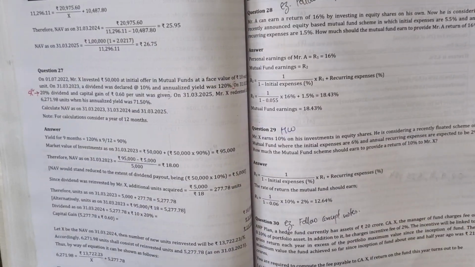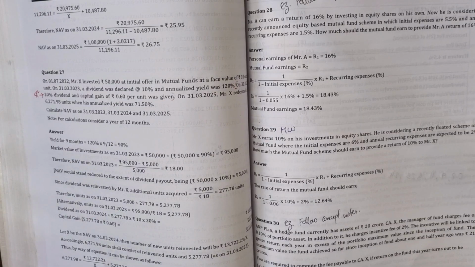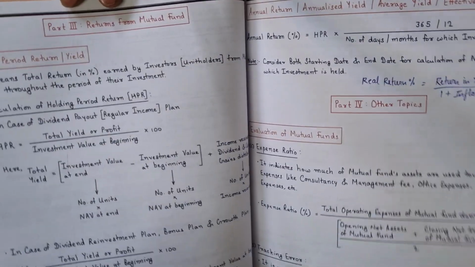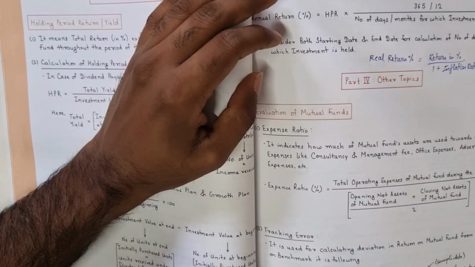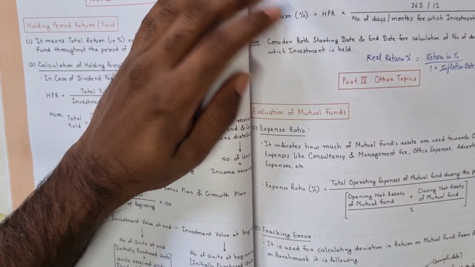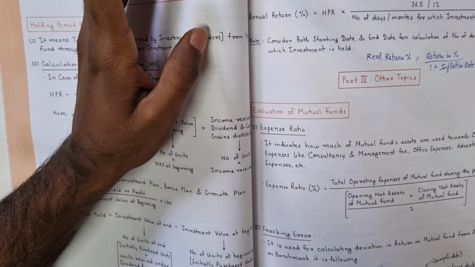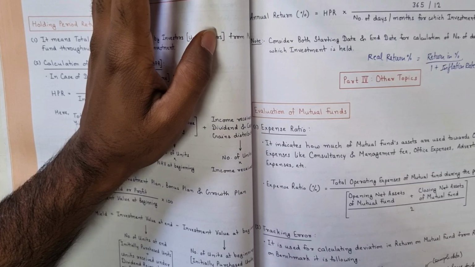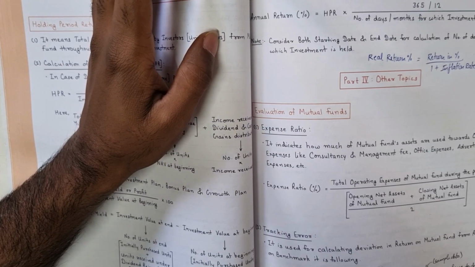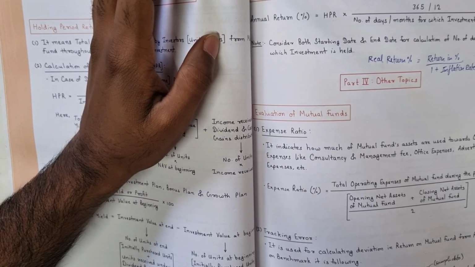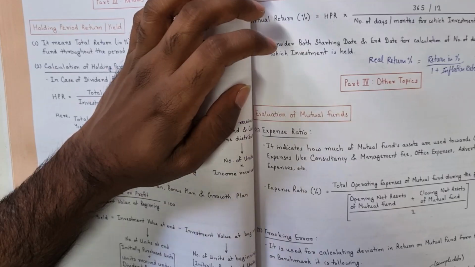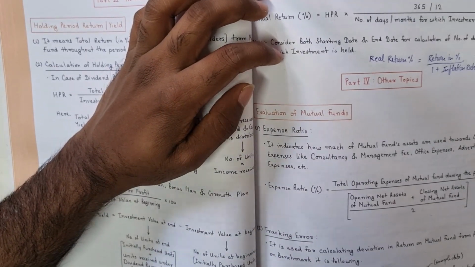Now we have other topics here. So for that we have to look at the concept notes first. So what it is, we'll see. Evaluation of mutual fund. We have done evaluation of portfolio by using Markowitz, that is your Sharpe, Treynor, Jensen Alpha. Here also, how do we calculate? How do we evaluate?